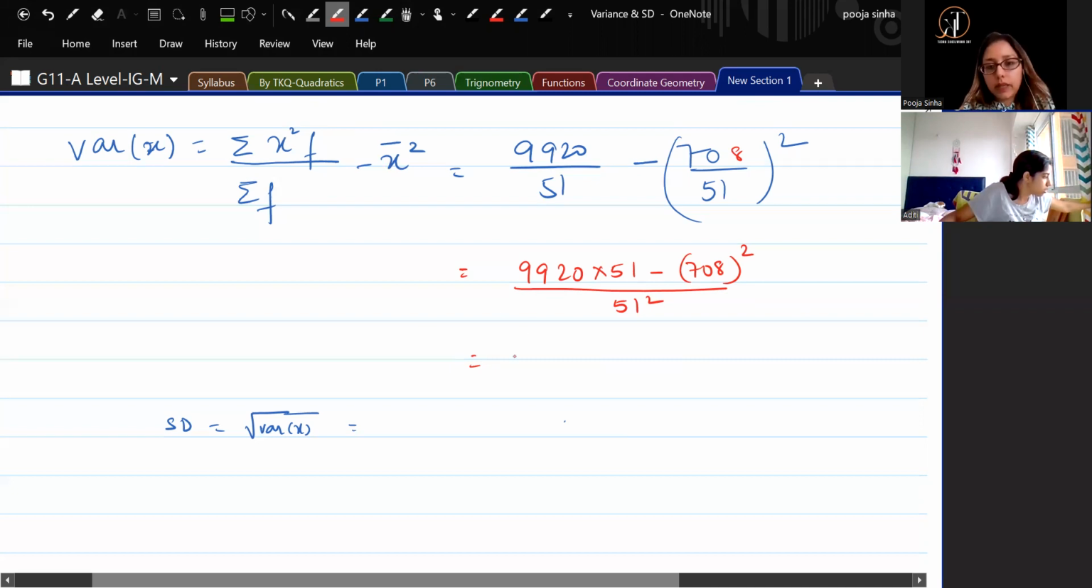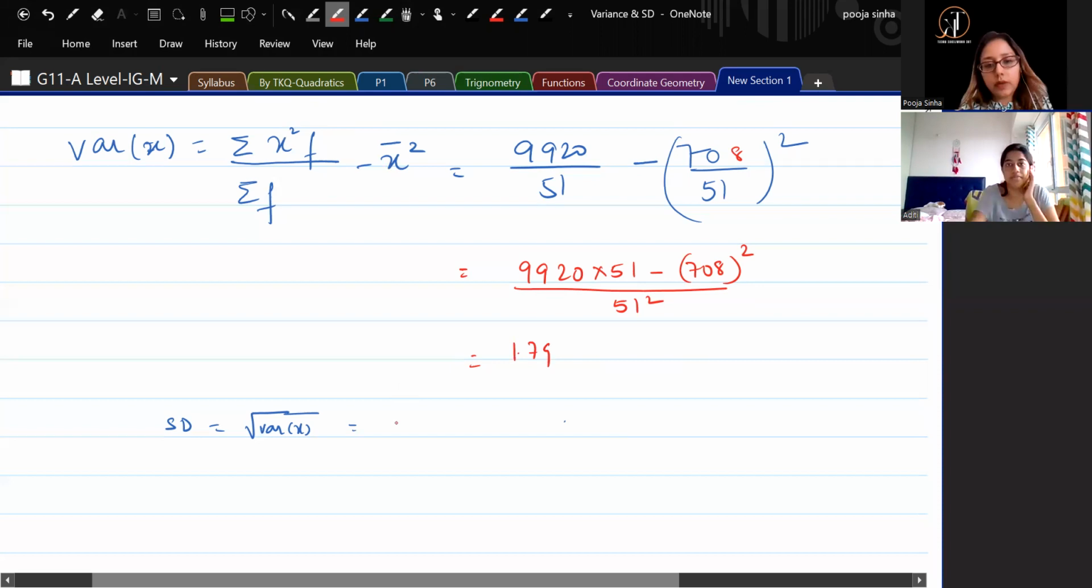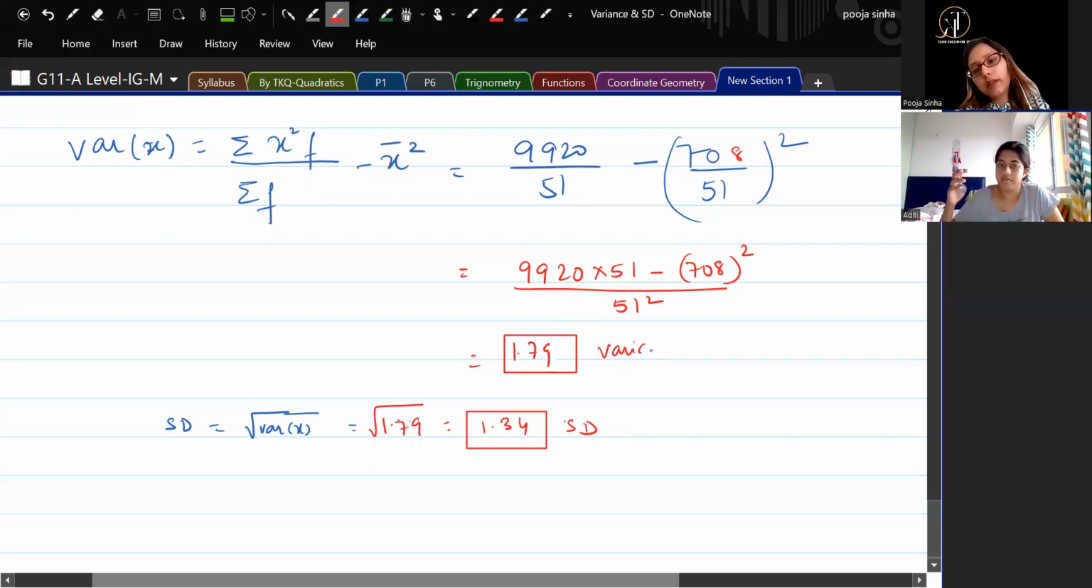It's 1.79 आ रहा है? Yeah. And square root of this, 1.34 आ गया. Square root of 1.79 is coming out to be 1.34, and that is our final SD, and this is our final variance. Yep. Right? Okay.